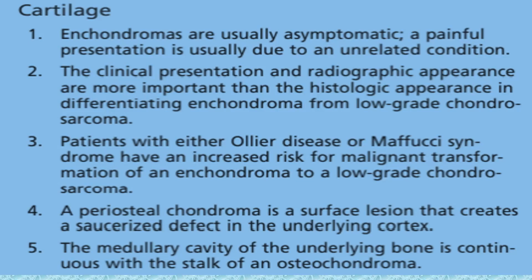The clinical presentation and radiographic appearance are more important than the histologic appearance in differentiating an enchondroma from low-grade chondrosarcoma. Patients with either Ollier disease or Maffucci syndrome have an increased risk for malignant transformation of an enchondroma to a low-grade chondrosarcoma. A periosteal chondroma is a surface lesion that creates a saucerized defect in the underlying cortex. The medullary cavity of the underlying bone is continuous with the stalk of an osteochondroma.